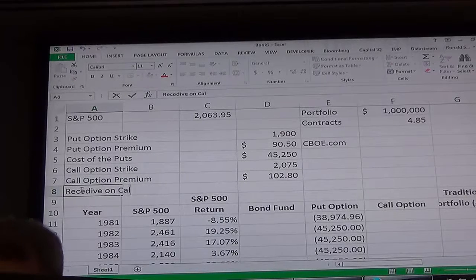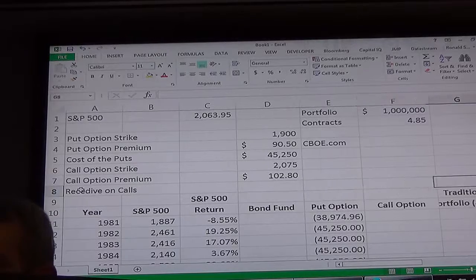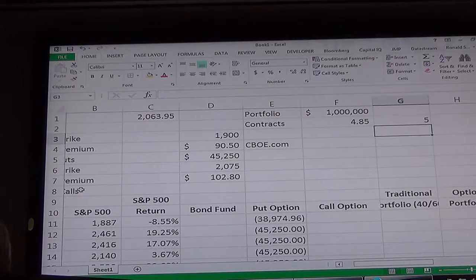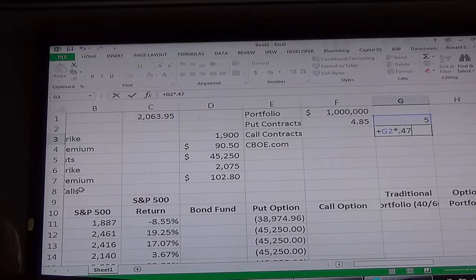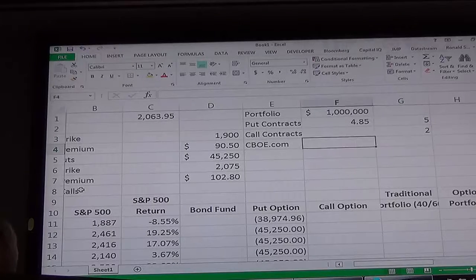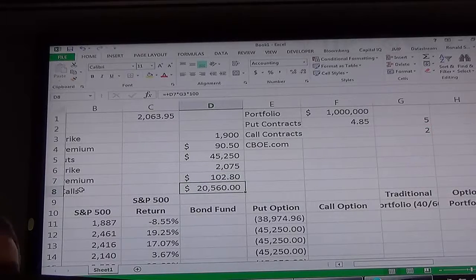Receive on calls. How many contracts are we going to do? So we want to do 40%. This is our put contracts. For call contracts, I said I want to do 40%. So you just take 5 times 0.4. We're going to do 2 contracts. All right, so what are we going to receive? You do 102.80 times 2 times 100. You're going to receive 20,560.